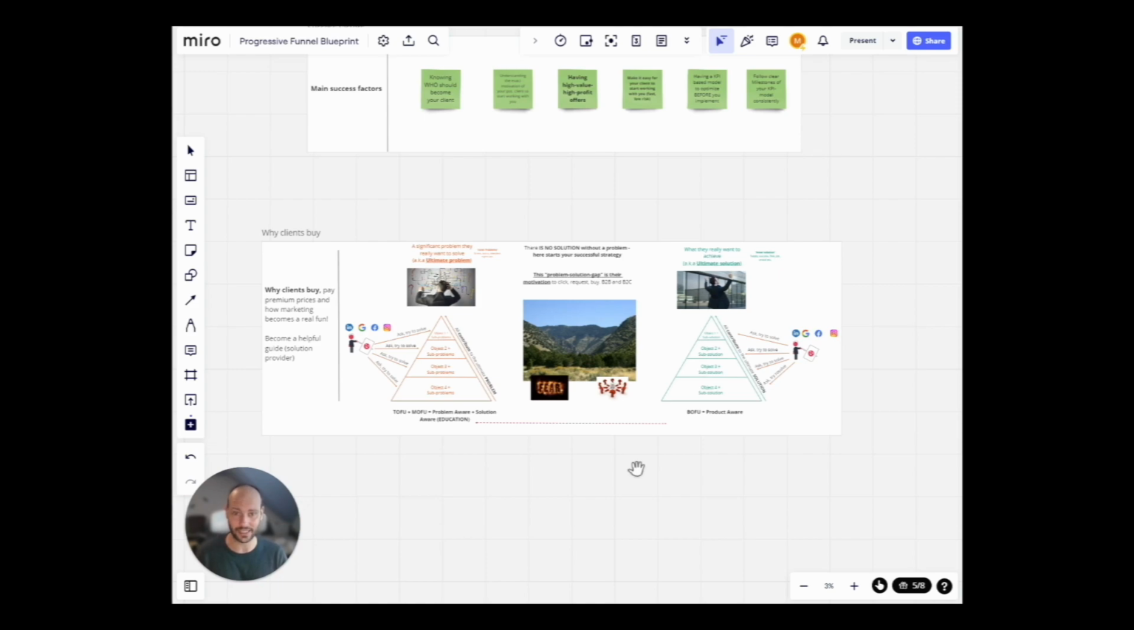And this is how you can test what your clients want to see, read, and hear. And you can test what the problems are that they have and what the solutions are they want. You can test that very systematically. I'm going to show you how that works with AI.